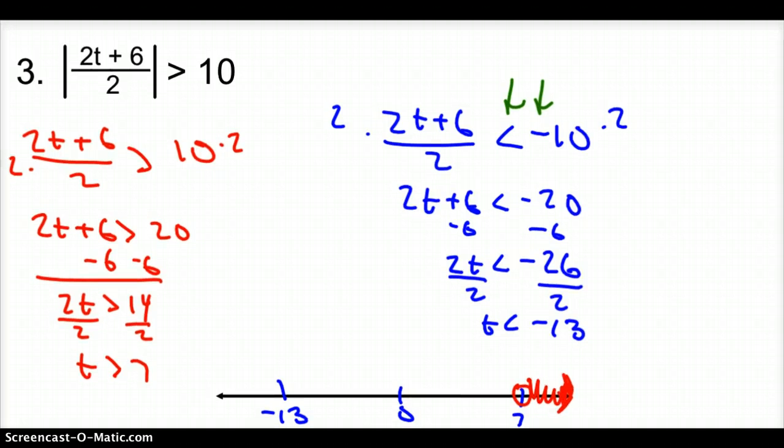Blue equation. The variable is on the left. We can follow the arrow. It is an open circle on negative 13. We are shading to the left. And so now since we're shading away from each other, it again is an OR statement.